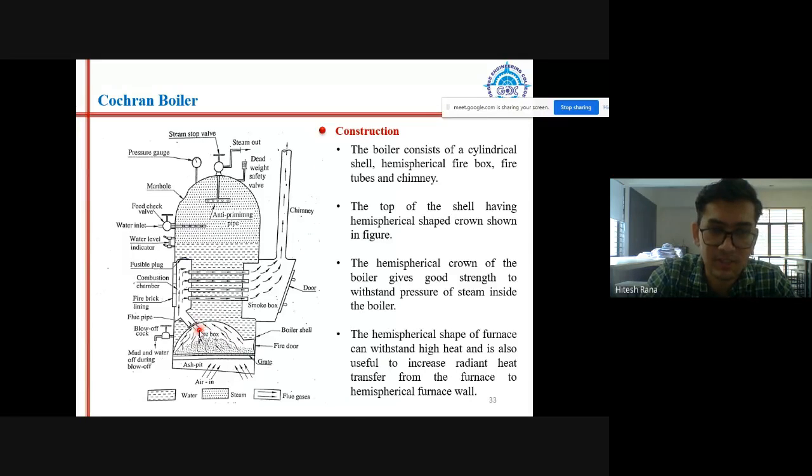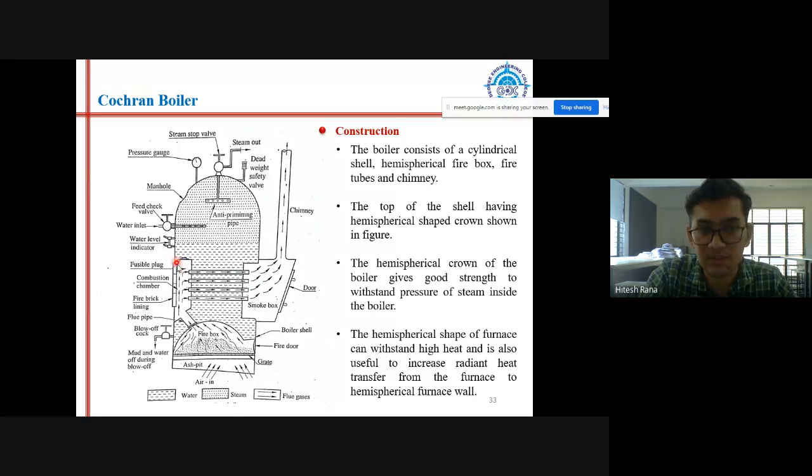Then this firebox is connected to the combustion chamber. This chamber over here is the combustion chamber. And these two, the furnace and combustion chamber, are connected with the help of this flue pipe. And on the bottom of this shell, you can see in the water region, a blow off cock is attached. This cock or valve is used to empty the boiler or to remove the mud from the boiler shell.